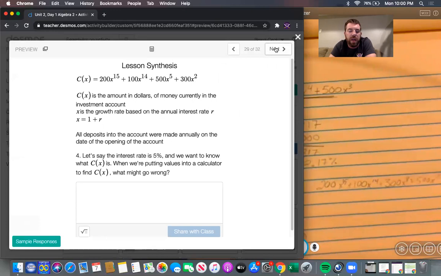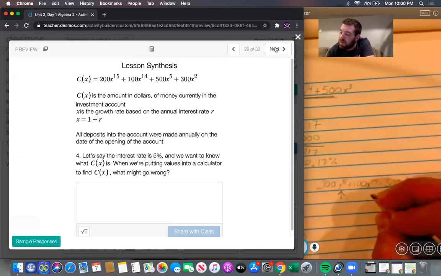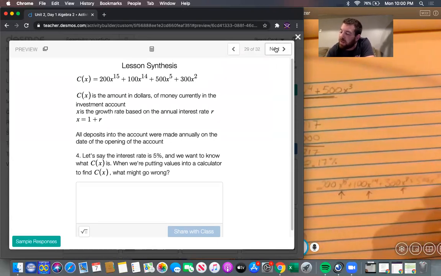Perfect. And now that we say the interest rate is 5%, and we want to calculate C of x, we're putting values into the calculator. What might go wrong? Now again here, we're taking it and plugging it into these x's, okay? What that rate is, there's a number of things that could go wrong. First off, you could be just putting it in as a 5.